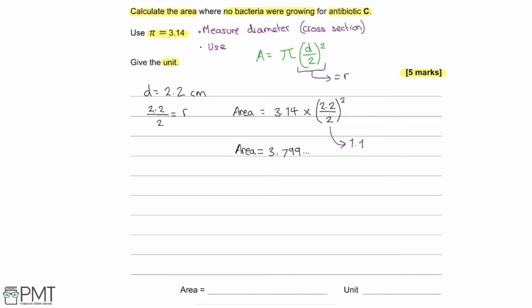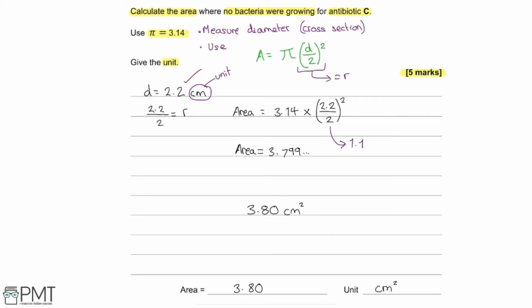But we're not done yet. We can round that to a sensible value and make sure we remember the unit. The question specifically asked for that. Earlier we took our diameter measurement in centimetres, and therefore our radius measurement is in centimetres, and then we square that because of our equation, which means our final unit is centimetres squared. If we give this to 3 significant figures, we have to do a little bit of rounding. We get 3.80 centimetres squared, and that is your final answer there.